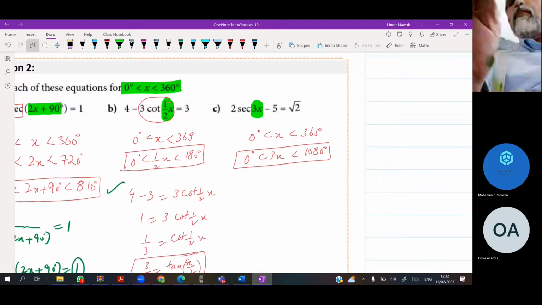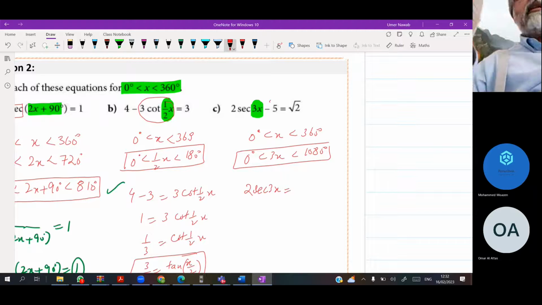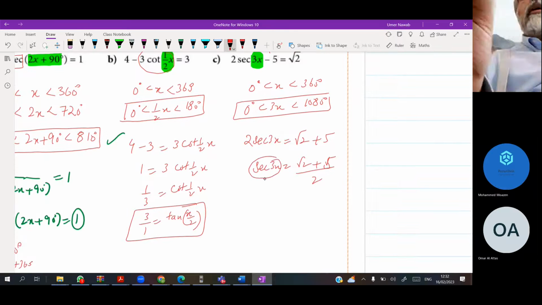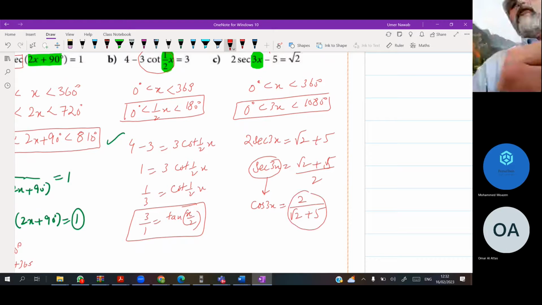And if in the exam this type of question comes, you know that you have to make secant 3x the subject. You need to send the 5 to the right hand side: square root of 2 plus 5, and secant of 3x is equal to (square root of 2 plus 5) over 2. Now I want to convert secant into its reciprocal, which is cosine of 3x, so I write 2 on the top and square root of 2 plus 5 down. Then you know I have my positive answer. So cosine gives a positive answer in the first and the fourth quadrants, and you will carry on the procedure.